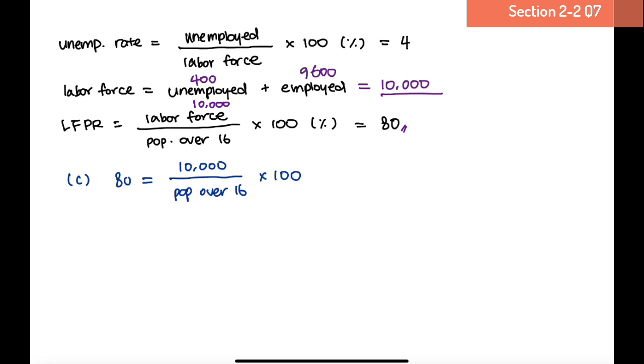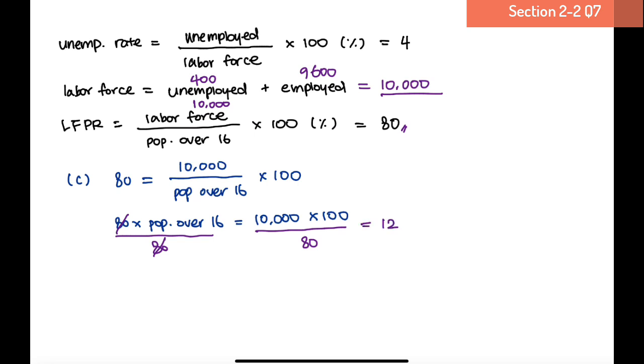I'm going to multiply population over 16 on both sides. And then divide both sides by 80, which gives me 12,500 for population over 16.